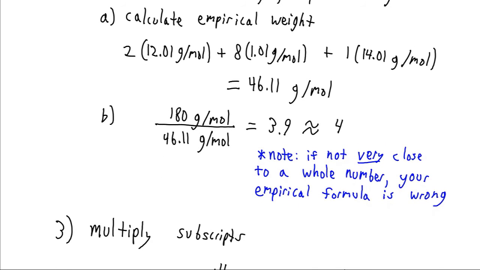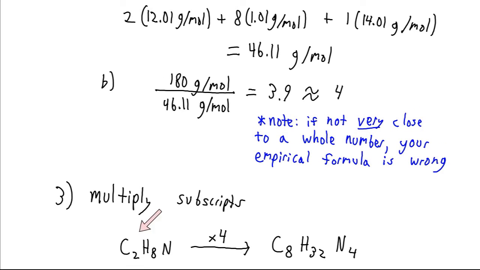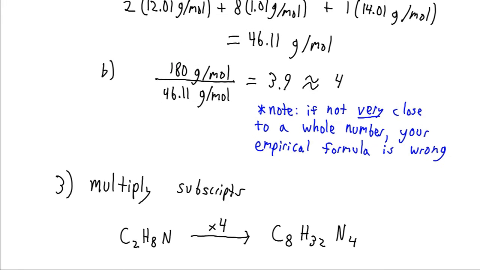Now that we have this number, we're going to use it to adjust our empirical formula. So multiply all the subscripts by 4. So we actually have 8 carbon atoms, 32 hydrogen atoms, and 4 nitrogen atoms. If we add up all the masses here, it should come out pretty close to 180. I think it comes out to 175 point something.